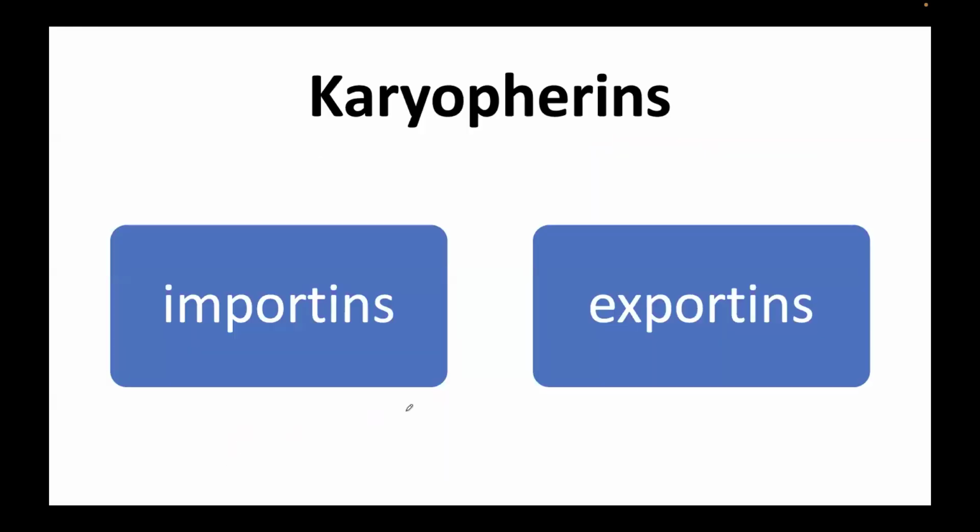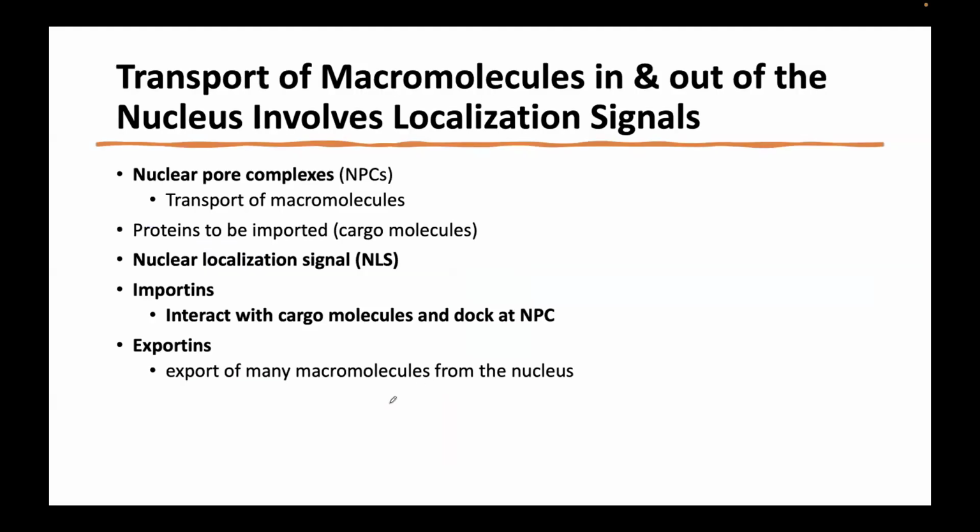Now, I want to mention this substance known as cariopharines. There are two types of cariopharines. We have importins and exportins. The importins will interact with molecules and they will dock in what we call the nuclear pore complex. I'll show you a picture of that in a while.